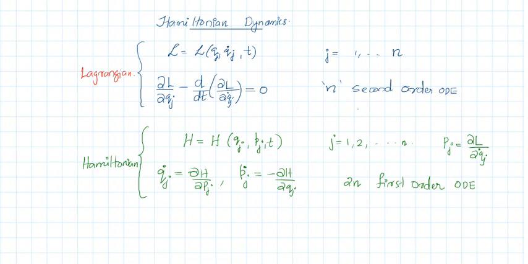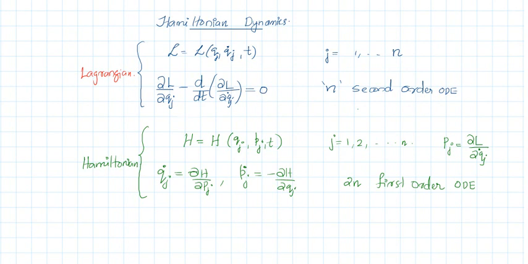Now, solving a second order ordinary differential equation is difficult when you compare it with solving a first order ordinary differential equation. So it is always beneficial if you can split this second order ordinary differential equation into two first order ordinary differential equations. This is a simple mathematical trick. You can convert a second order ODE into two first order ODEs. That is the only thing we are doing in Hamiltonian dynamics.